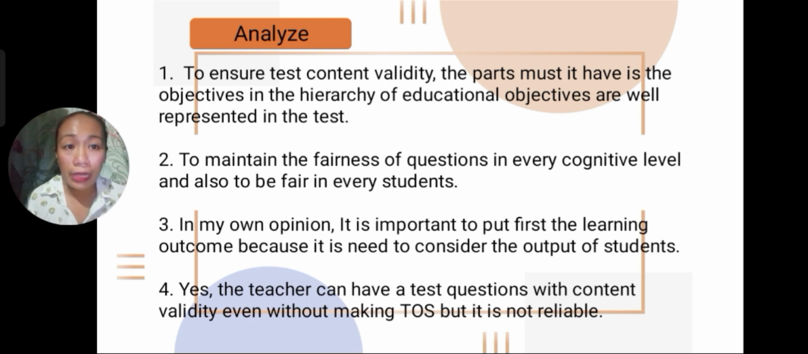Number 2, to maintain the fairness of questions in every cognitive level and also to be fair to every student. Number 3, in my own opinion, it is important to put the learning outcome first because we need to consider the output of students. Number 4, yes, the teacher can have test questions with content validity even without making a TOS, but it is not reliable.